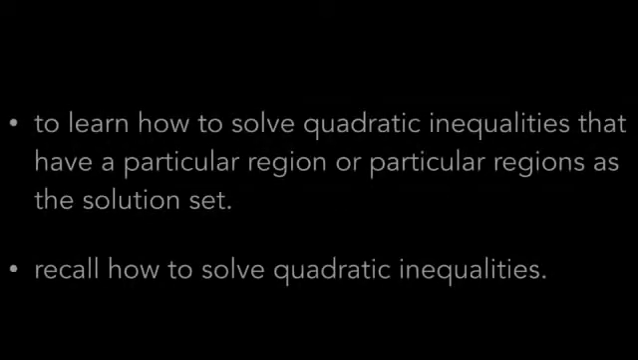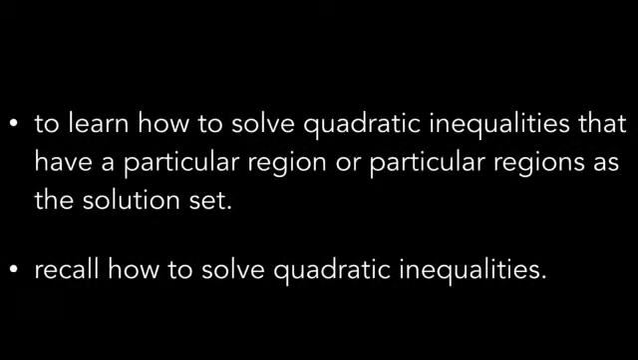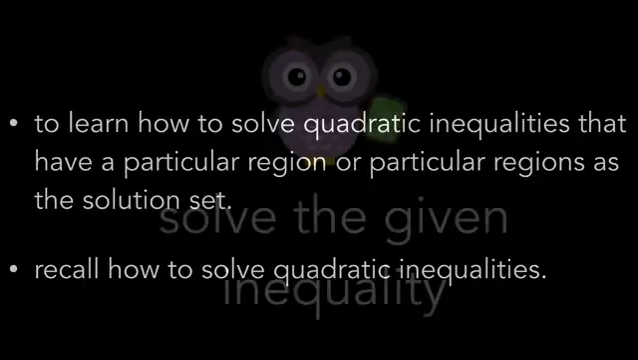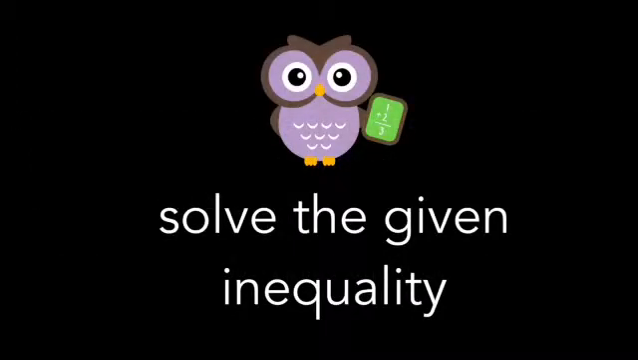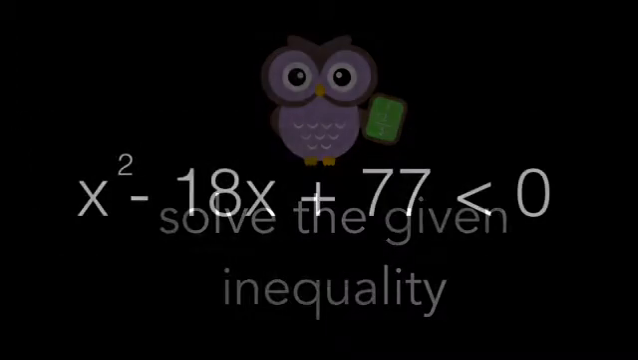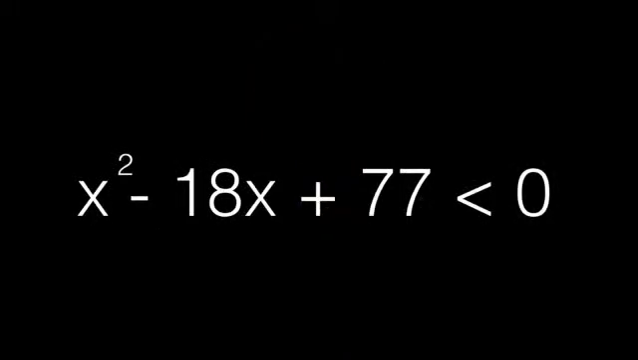The first is to learn how to solve quadratic inequalities that have a particular region or particular regions as the solution set. And the second is to recall how to solve quadratic inequalities. So let's get started. The first example is x squared minus 18x plus 77 is less than 0. Let's follow the steps we learned from previous videos.